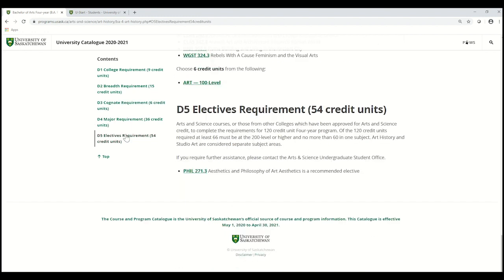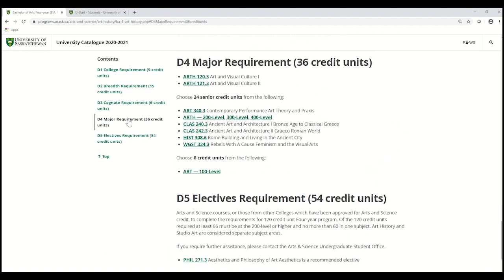elective requirements in your first year. Take a broad range of classes. That way, if you haven't decided on your major, or if you're leaving yourself a little bit of room to change your mind on your major, you'll be able to do that.